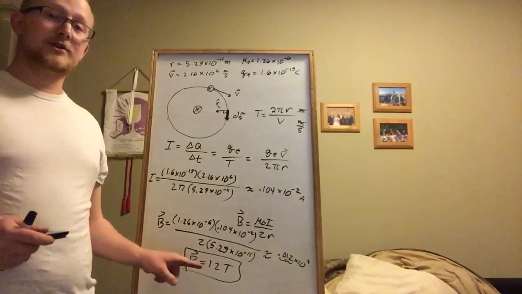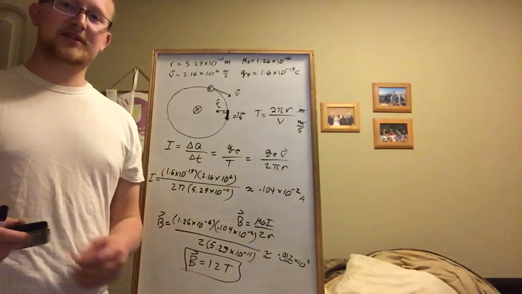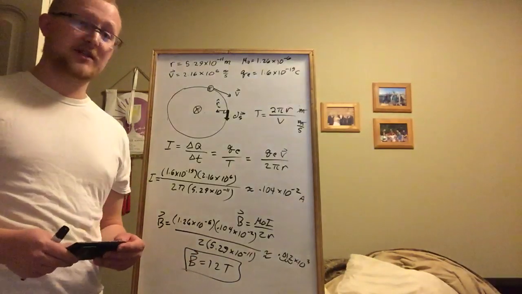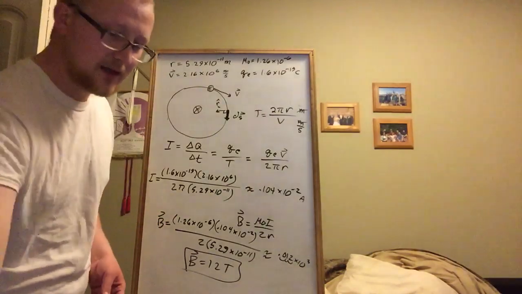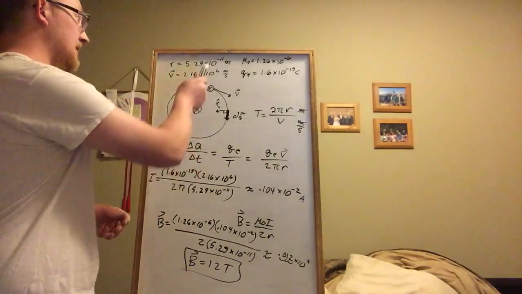And that's quite a large number. 12 Tesla is unlike any magnet you've ever seen in your life, I can guarantee it. So that's really interesting. It's way higher than I expected it would be. But I guess it takes a lot of energy to keep the electron at that speed from flying off.